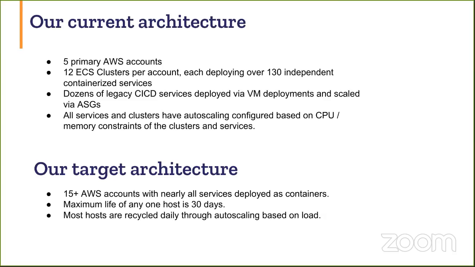So internally in our AWS, our architecture is spread across a number of accounts, but we have 5 primary accounts. On those accounts, we have over 12 ECS clusters each, and 130 independent containerized microservices that are currently live in production. We also have dozens of legacy continuously integrated services deployed as virtual machines as well, so they are not run on Docker. And all of these services see variable load throughout the day. So our clusters are constantly scaling based on our ingress traffic.